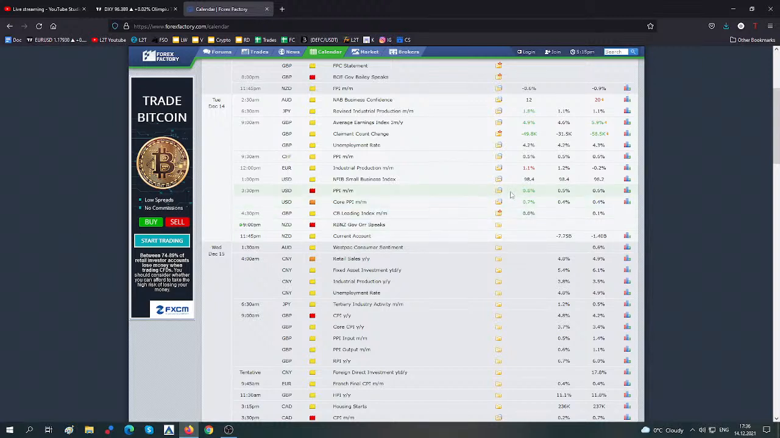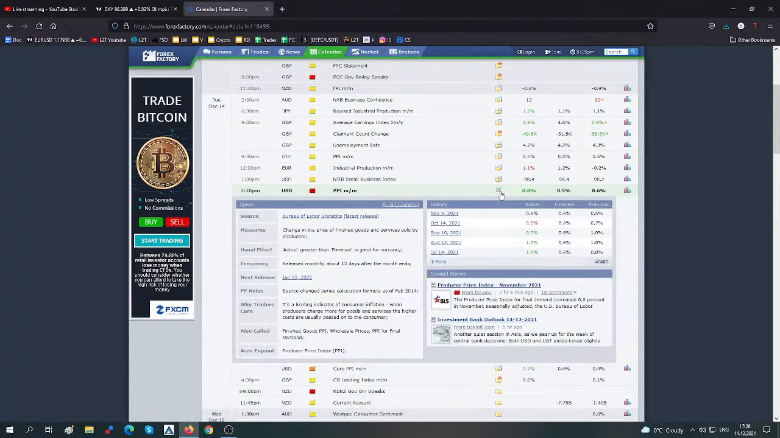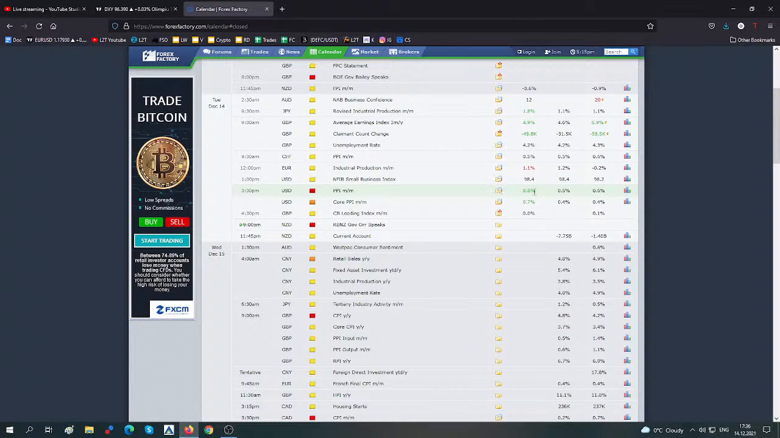Let's take a look here at the economic calendar. The US PPI, the producer price index, was reported at 0.8%.